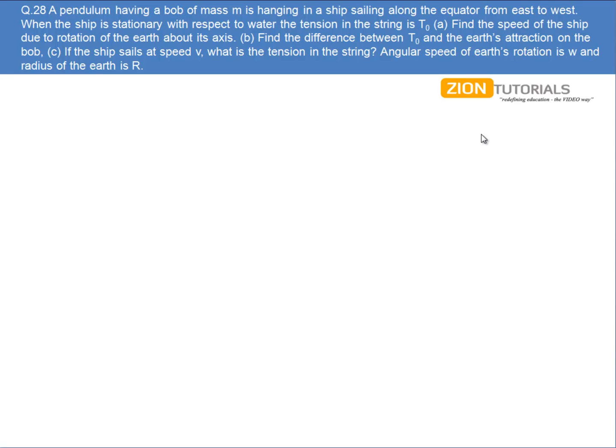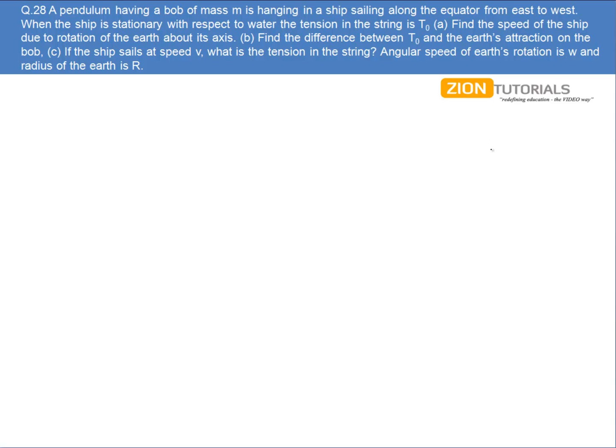A pendulum having a bob of mass m is hanging in a ship sailing along the equator from east to west. Find: when the ship is stationary with respect to water, the tension in the spring is T naught. Find the speed of the ship due to rotation of the earth about its axis.